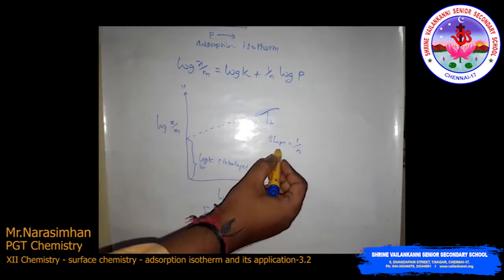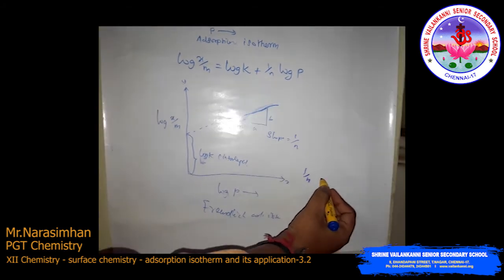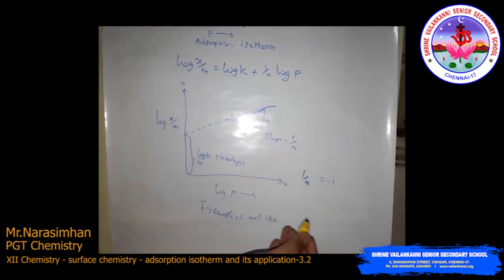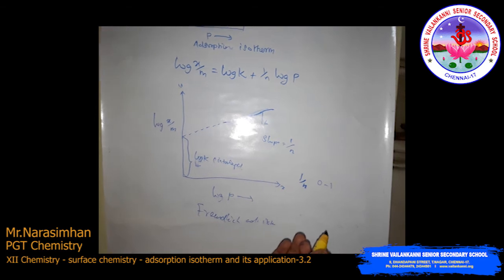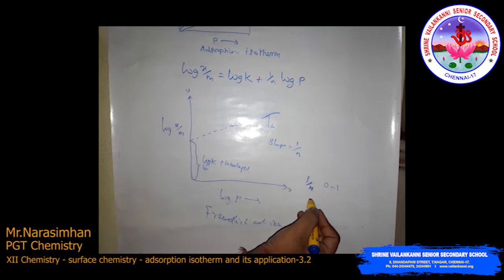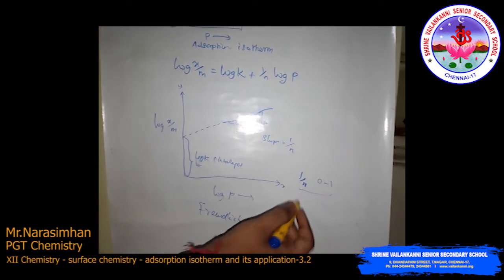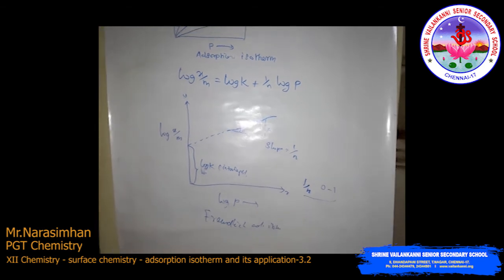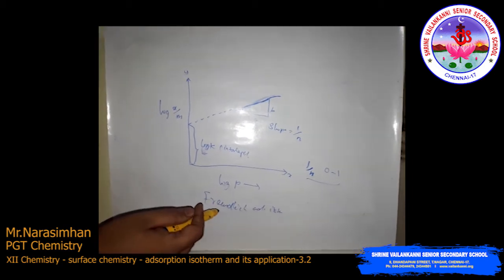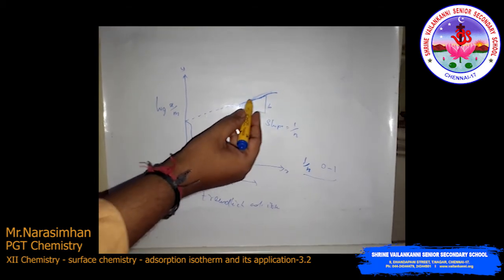The factor 1/n has values between 0 and 1, and the probable range is 0.1 to 0.5. This is only for a limited range of pressure. If the pressure is high, it is not valid. The Freundlich adsorption isotherm is valid only where it gives a straight line, otherwise not.